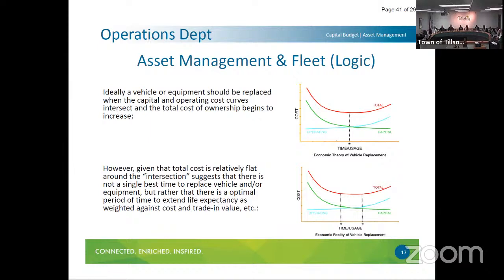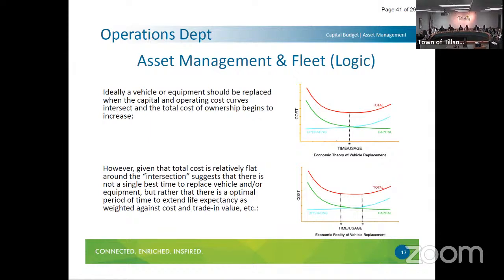The slide underneath of it shows the time and the usage. That's what we really need to define. Each specific piece of equipment has a different value that we should be looking into examining, whether that be a tandem plow, a sidewalk machine, or just a generic truck. So the policy will actually refine more of the time and usage in terms of the trade-in value for us.